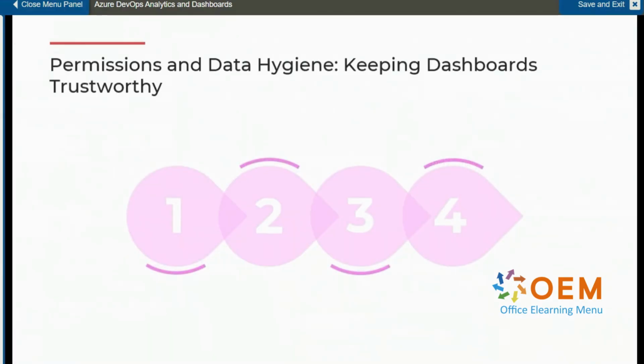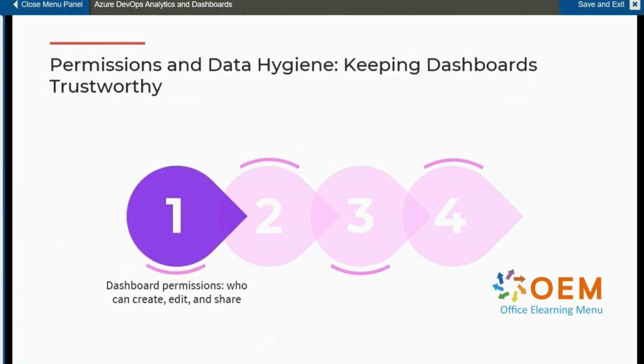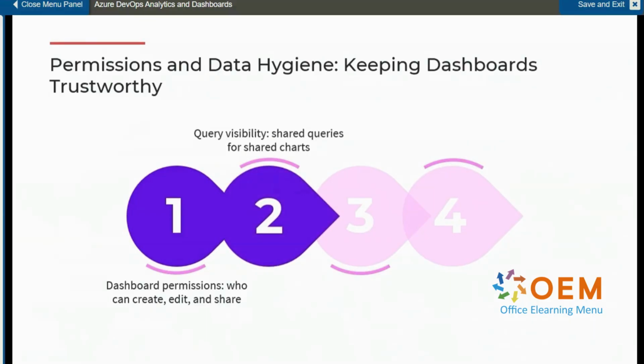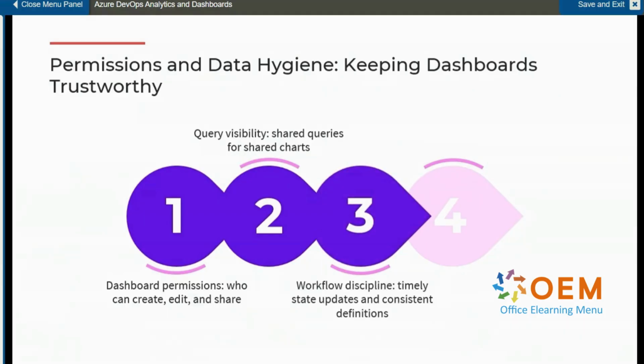And finally, dashboards only work when the underlying data is clean and the right people can manage them. Permissions help control who can modify dashboards, and this prevents accidental changes and ensures that dashboards remain reliable. Queries that are used in dashboards need to be shared so that others can view the same data. Shared queries help maintain consistency across teams. And dashboards are only as accurate as the data behind them, so teams need to update workflow statuses consistently and follow shared definitions to keep dashboards trustworthy.